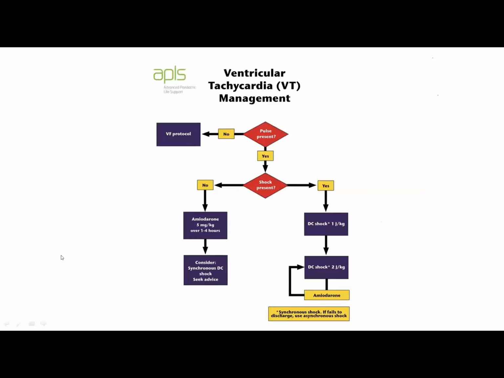Okay, this is again APLS management, but basically, if pulse is present, you go for amiodarone, and we give 5 milligram per kilo over 1 to 4 hours. And think of a synchronized cardioversion if the rhythm is still resistant. We have given a dose of IV amiodarone for this child, and the rhythm has reverted to normal sinus rhythm.